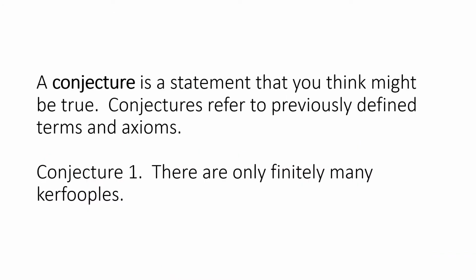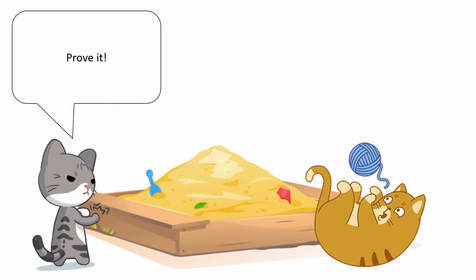So this brings us to conjectures. A conjecture is a statement that you think might be true, and they usually refer to previously defined terms and also axioms. I'll tell you what axioms are later. So here's a conjecture. There are only finitely many Curfupals. Conjecture 1. So once you have a conjecture, you want to try to prove it. Otherwise, no one's going to believe you.